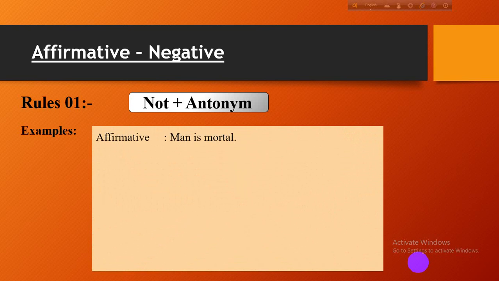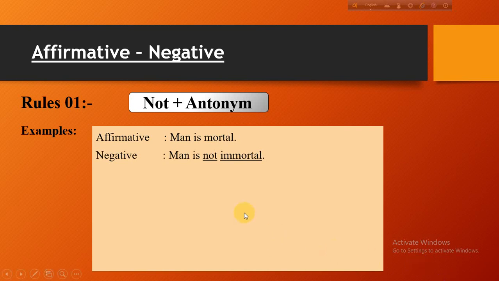Man is mortal. This is an affirmative sentence. So here we have to make it negative. How? By using not plus antonym. As man is the subject in this sentence and is a be verb, after the be verb we have to use not, and the modifying word is mortal. The antonym of mortal we have to use instead of mortal. So the negative is: Man is not immortal.